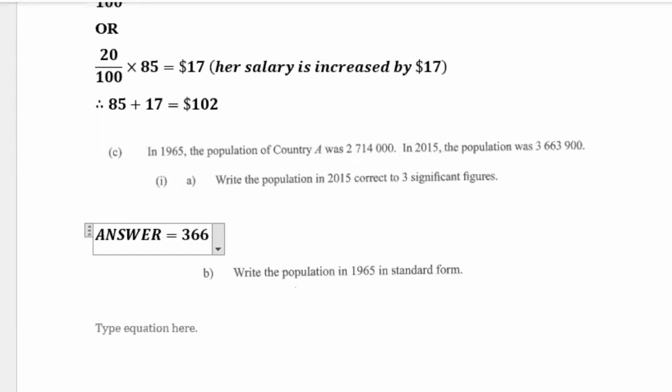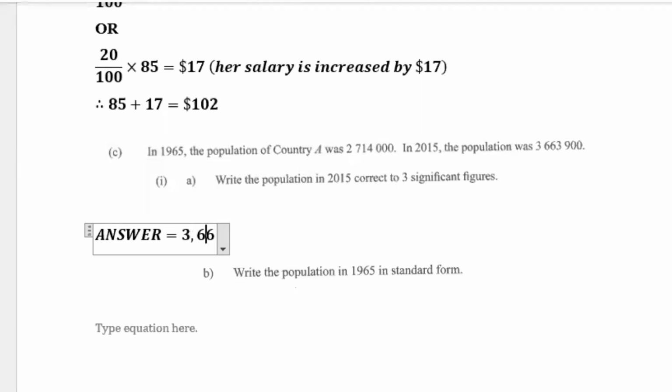But you must remember that when you're writing significant figures, each digit must maintain its place value. So if this 3 was in the millions column, after writing it in significant figures, that 3 must hold the same place value. So this 3 must still be in the millions, the 6 must be in the 100,000, etc., etc. So each digit that you're writing must still maintain its original place value.